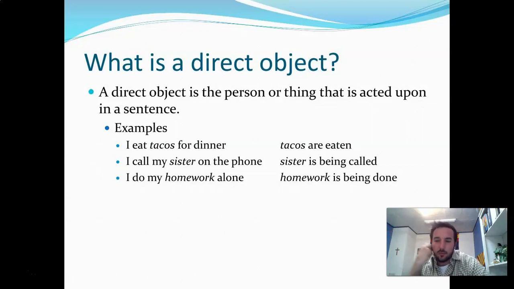You got to really ask yourself what the verb is doing or whom the verb is calling in this case. Are you calling the phone or are you calling your sister? Yeah, calling your sister makes a lot more sense, and that's correct. That's a direct object. I do my homework alone. Who or what did something? I. What do? I do. Do what? Homework. That's what's being done. That's why you got to find the subject and the verb, because that's going to help you find the direct object with who or what the subject and verb are doing.